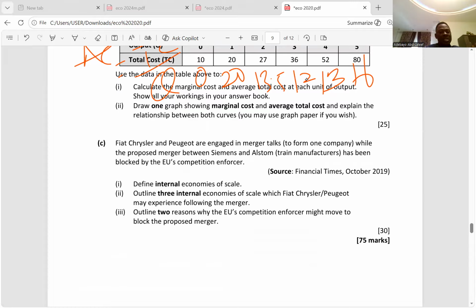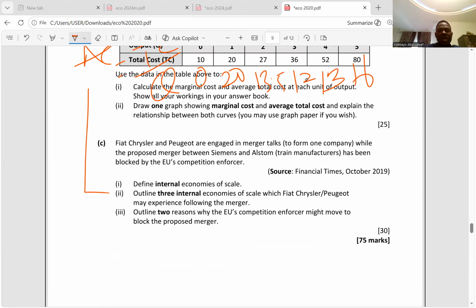So the marginal cost and the average cost curve, we're supposed to draw that. The question says we should draw one graph showing marginal cost and average total cost and explain the relationship. So to draw that, this is our cost. This is AC and this is MC. That's the graph we're supposed to draw.